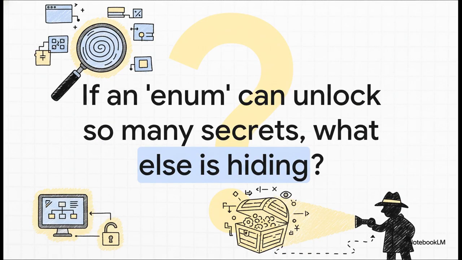And that leaves us with a final big question to chew on. This entire breakthrough came from spotting a simple pattern that developers were already using. So if a simple clue like an enum can unlock so many of a program's hidden secrets, it really makes you wonder, what other clues are hiding in plain sight, just waiting for the right detective to come along?